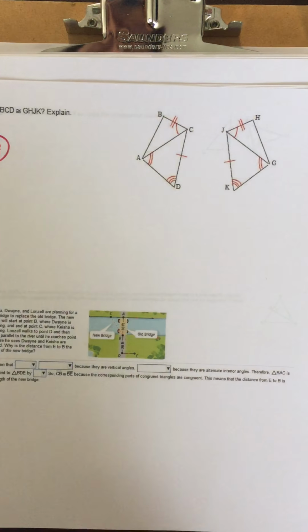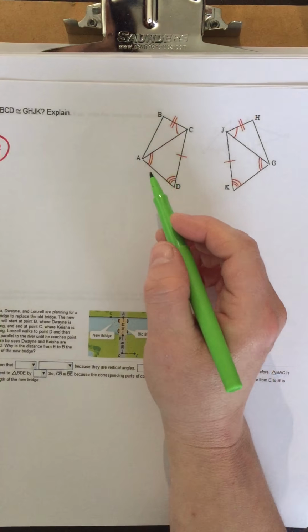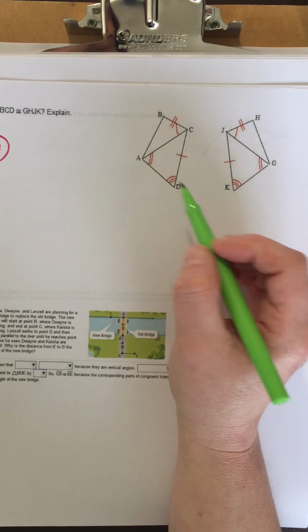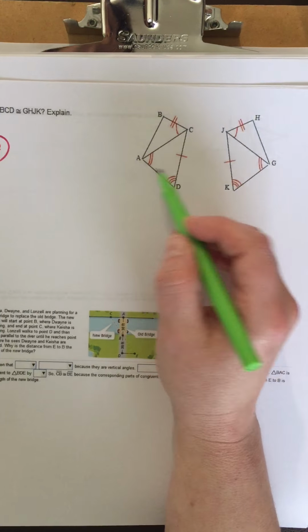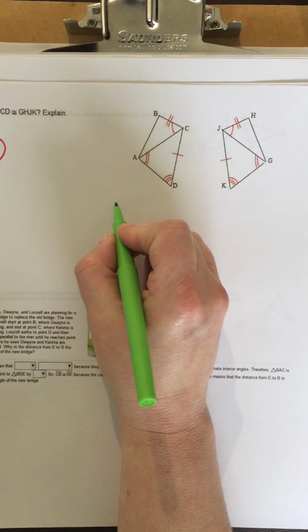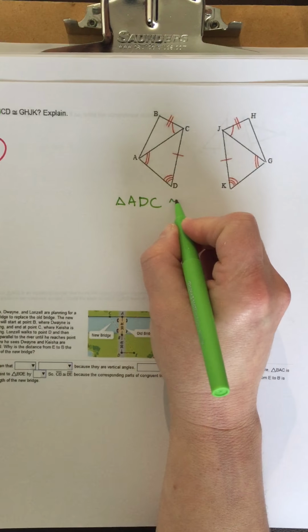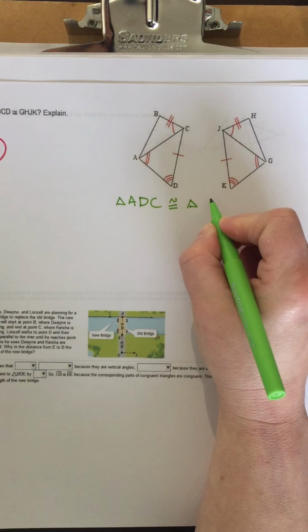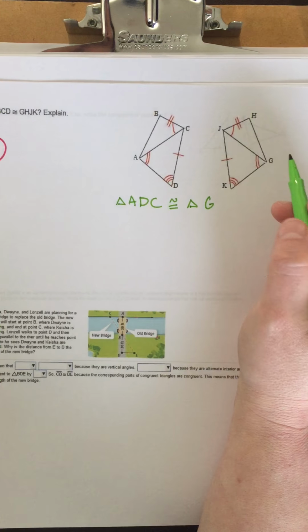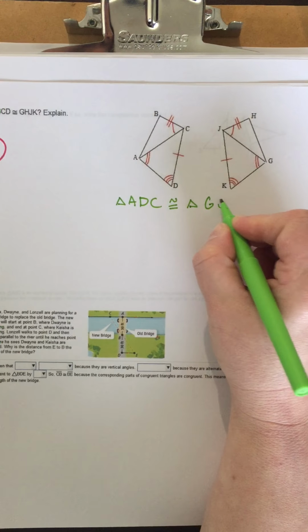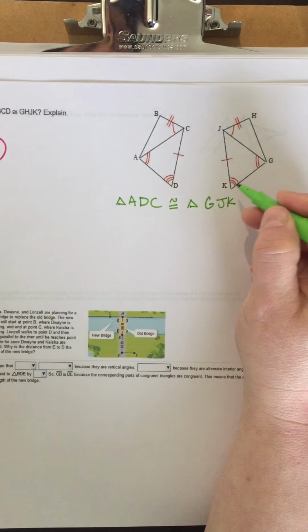So let's see what we have here. All right, right off the bat, I can say that these two triangles are congruent. So I can say that triangle ADC is congruent to triangle GJK. And that would be angle, angle, side. See? Angle, angle, side.